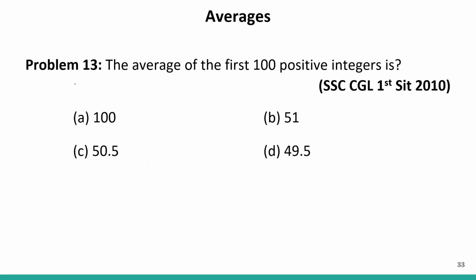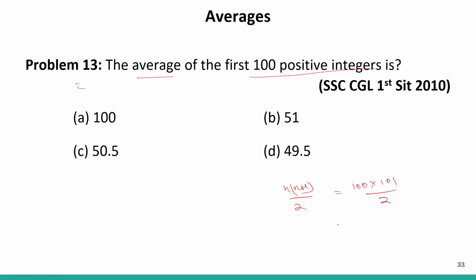So let's see problem number 13. The average of the first 100 positive integers is what? 100, 51, 50.5 or 49.5? We know that the sum of the first 100 positive integers is equal to what? It is n into n plus 1 by 2. Here n is equal to 100. So this will be equal to 100 into 101 by 2.